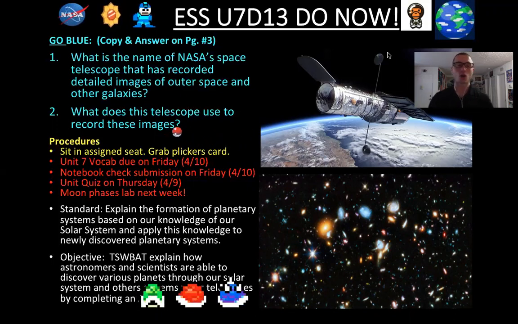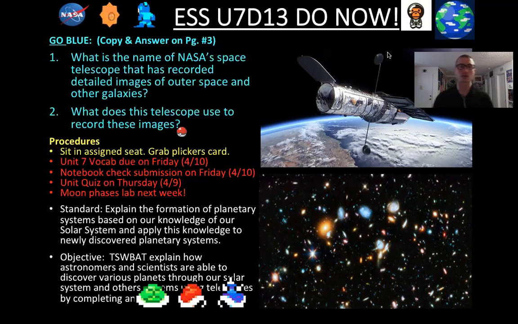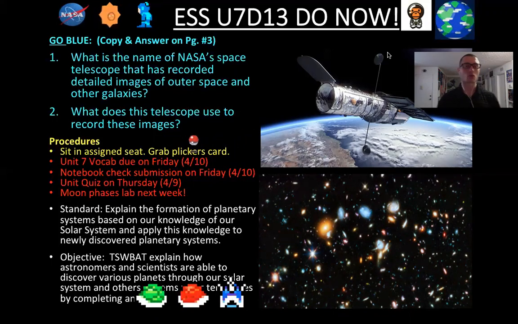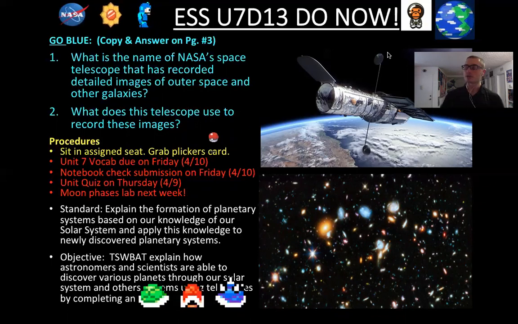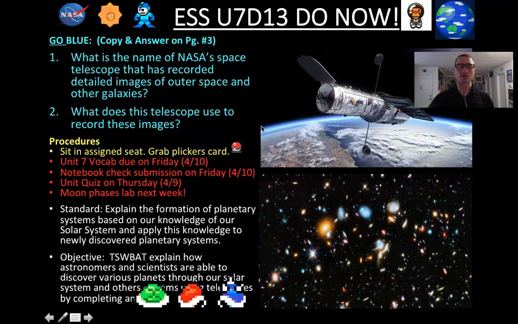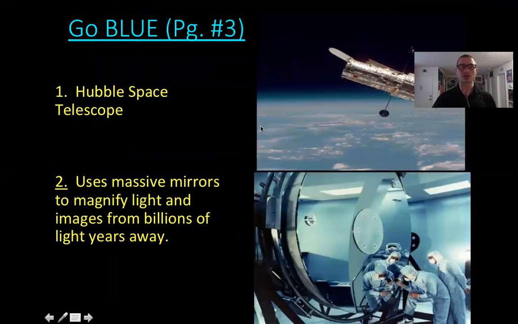Let's go ahead and begin our Go Blue questions. Number 1, write those down on page 3. Pause this video as you see fit so you can record and get down the material and better understand it. What is the name of NASA's space telescope that has recorded detailed images of outer space and other galaxies? So it's able to look to the extreme far depths of space for the first time in our recorded history. And 2, what does this telescope use to record these images? Go ahead, pause the video, take a moment to answer, and let's check our answers.